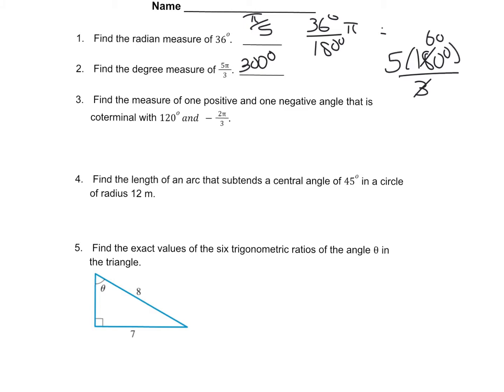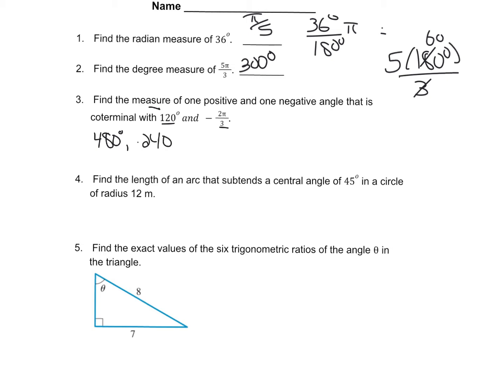Number 3, find one positive and one negative angle that is coterminal with 120 degrees and also negative 2 pi over 3. Now, the 120, I want your answers in degrees. The negative 2 pi over 3, I want your answer in radians. So coterminal, one positive. I'm just going to add 360 to 120. If you do 120 plus 360, it should give you 480. That's the positive one. And if you do 120 minus 360, I'm pretty sure that gives you negative 240.